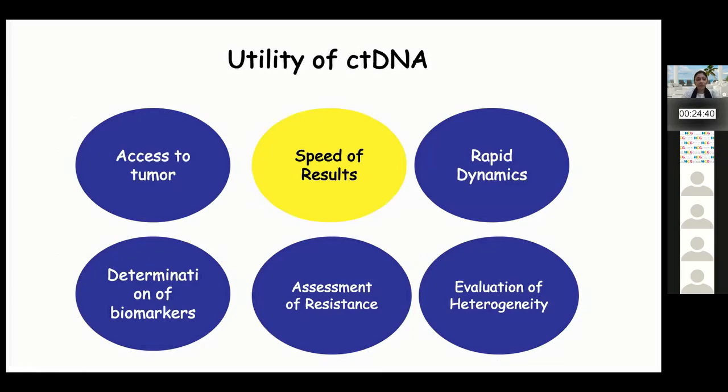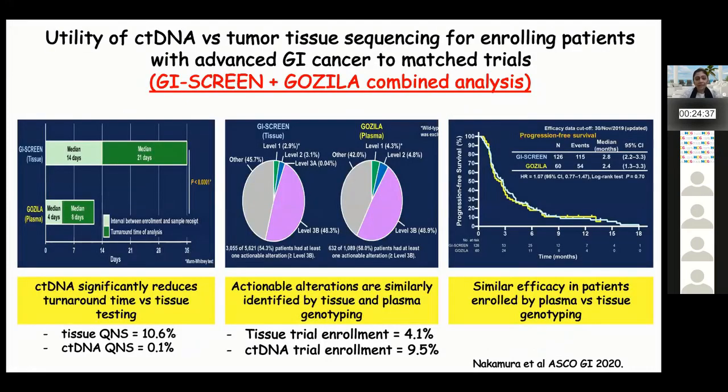What about speed of results? This was a very nice study that came from our Japanese colleagues. It was a large genomic screening program that took place in Japan. You had the GI screen, which looked at tissue profiling, and the Godzilla study, which looked at liquid biopsy profiling. And you can see in terms of turnaround time, using circulating tumor DNA significantly reduces the turnaround time versus tissue testing. You can see a median of almost 21 days with tissue versus 8 days with plasma. And even the quantity not sufficient problem is significantly reduced from 10.6% to 0.1%.